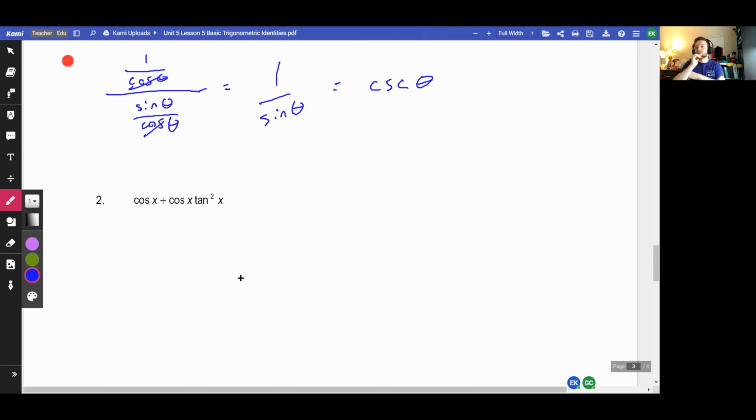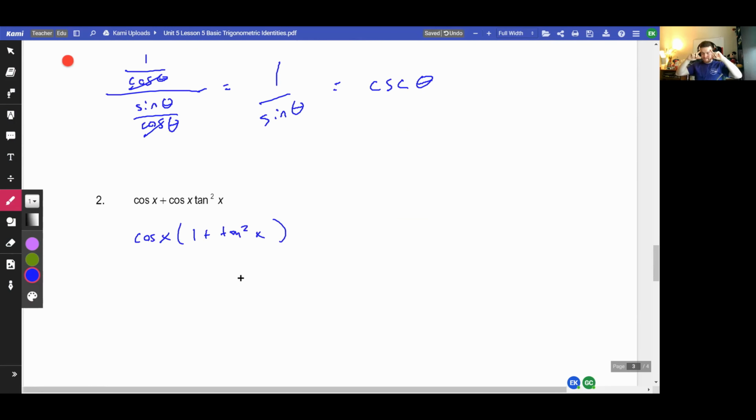What can we do here? We can factor out a cosine because that's a GCF. So cosine of x can be factored out, and we're left with 1 plus tangent squared x, which is one of our Pythagorean identities. That is secant squared. Secant squared, yep.